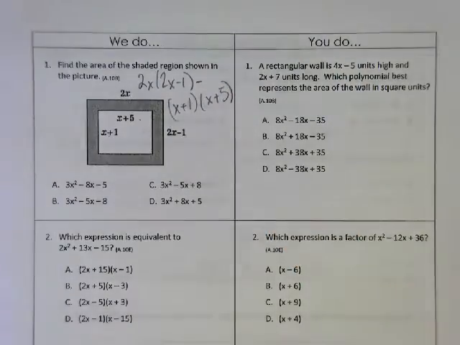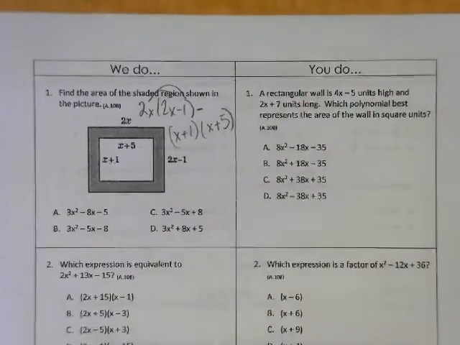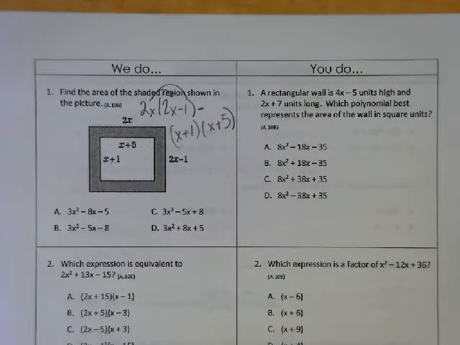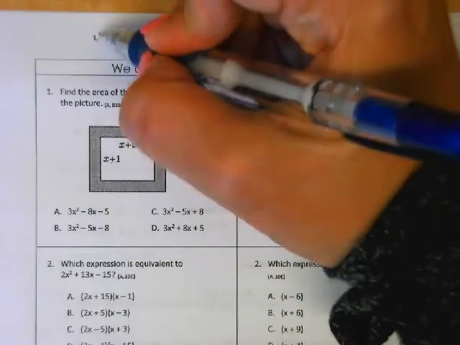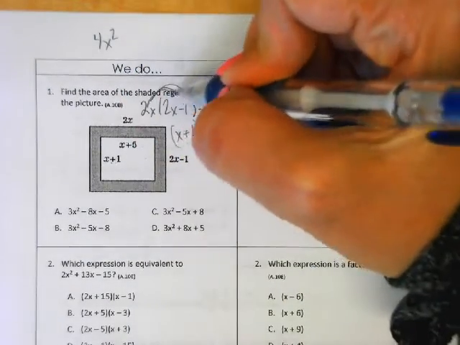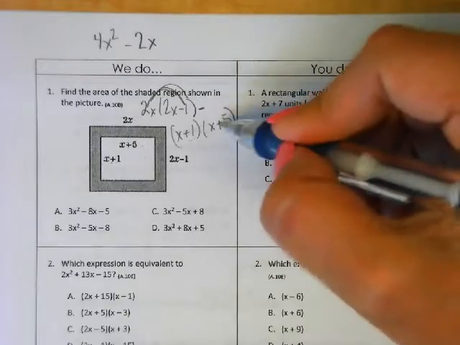Do you agree? Can we distribute and find the area of this? What do we get? 2x times 2x, be careful. 4x squared. And 2x times a negative 1 is a negative 2x. What are you going to do here, though?